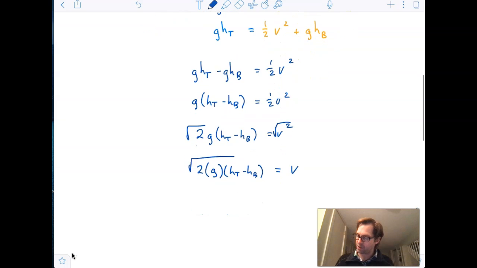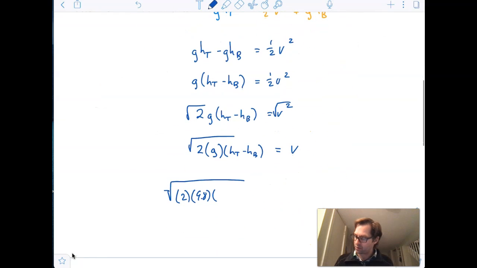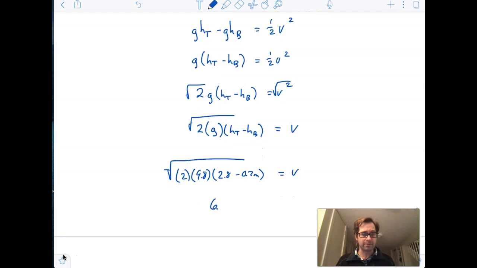All right, plugging in some numbers. Square root of 2 times 9.8. Now I know the height at the top was 2.8. So 2.8 minus 0.7, both in meters. And that's going to equal my velocity at the bottom. Okay, and running the calculations, I end up with about 6.4156 meters per second as my velocity.